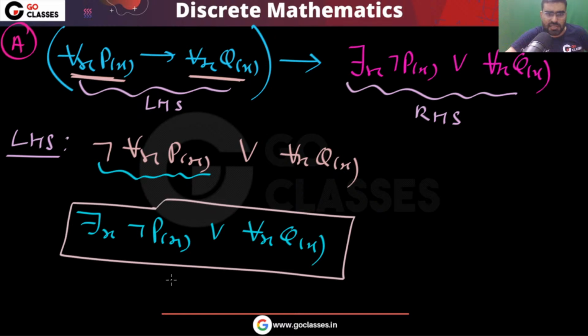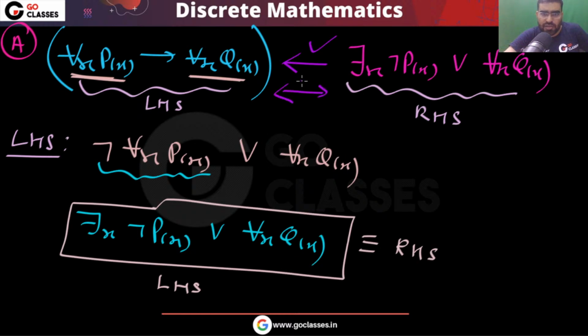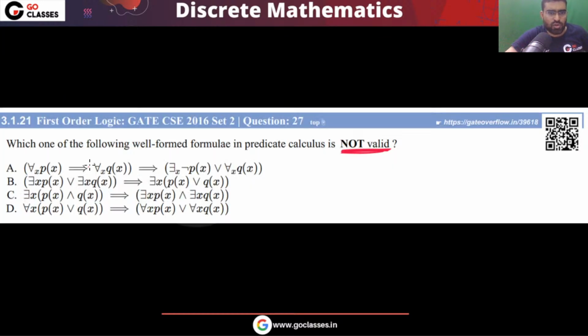If you notice, this LHS is the same as the RHS, so this is actually valid. So this implication is also valid. Remember, the bi-implication is also valid. This implication is valid, and the bi-implication is also valid. So all these are valid. If the question is asking for the bi-implication, that is also valid. So for this question, you can easily see that this is definitely valid.